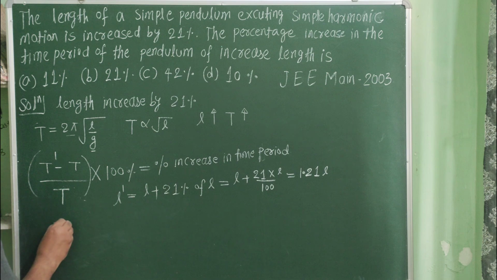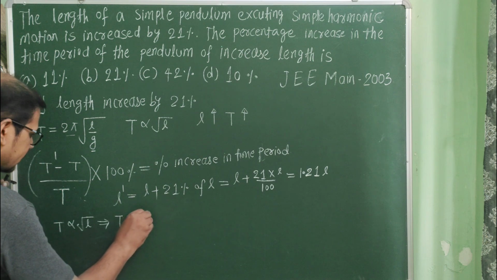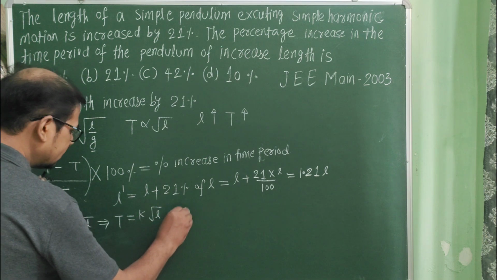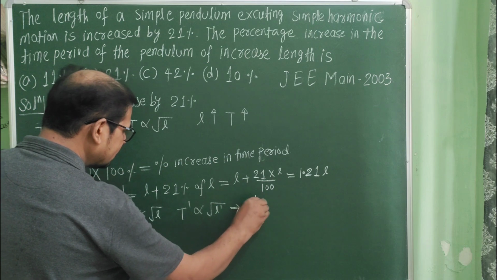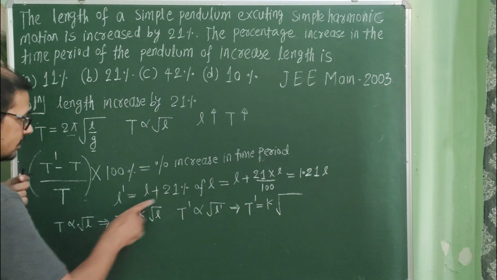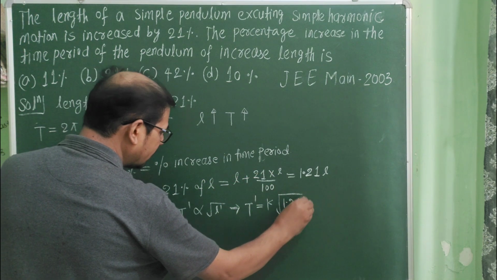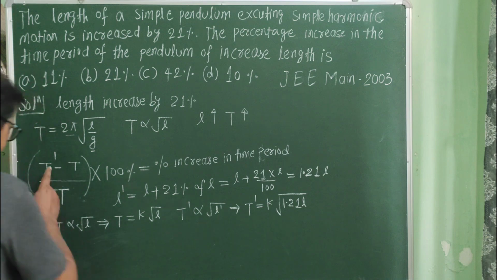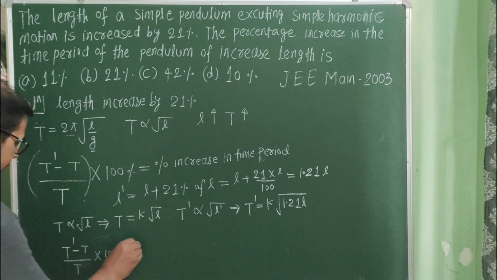No. So T is directly proportional to root under L, so we can write T is equal to K, a constant, root under L. Again, T dash is directly proportional to root under L dash, so we can write T dash is equal to K root under L dash. L dash means 1.21 into L, correct?